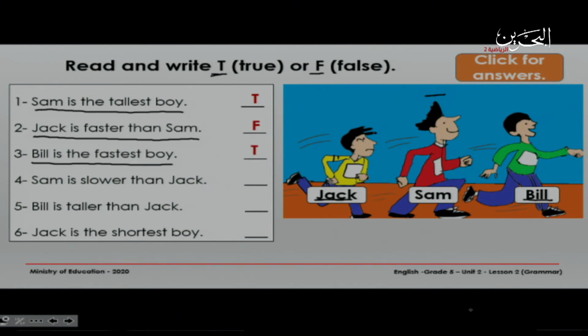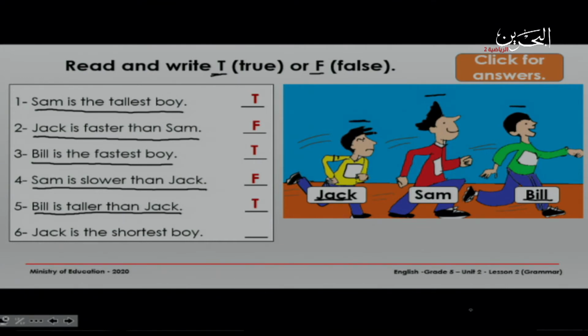True. Excellent. Number 4. Sam is slower than Jack. Where's Sam and Jack? Is Sam slower than Jack? What do you think? It's false. Very good. Number 5. Bill is taller than Jack. Where's Bill? Look at him. Is he taller than Jack?